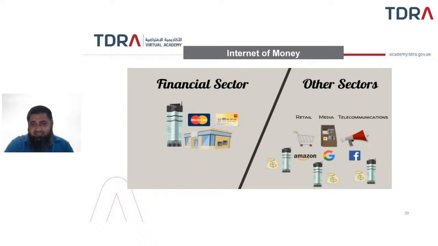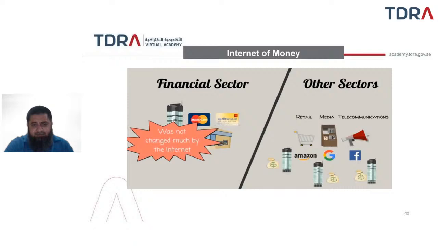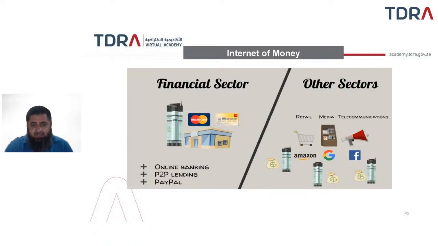So Amazon is making money. Google and Facebook are in the top five companies who are making business every year. But the financial sector remains the same. The credit card and the internet payments are the same as they were in the 1960s. Online banking, peer-to-peer lending, and PayPal all were using the internet for completing the transactions.